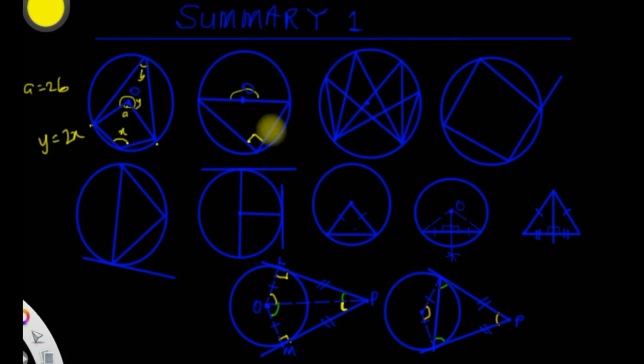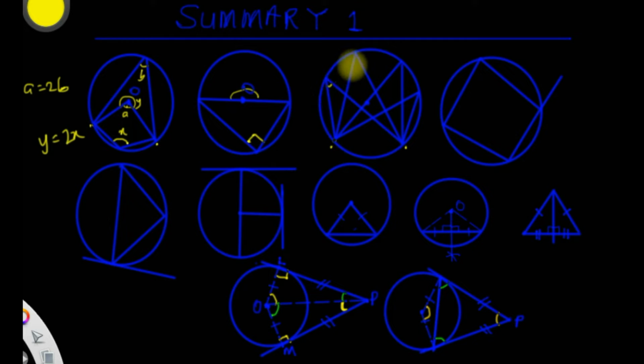Okay, so this is theorem 2, and this is theorem 3. Theorem 3, I hope you record your theorem 3. It says that angles subtended by the same arc on the circumference are equal.